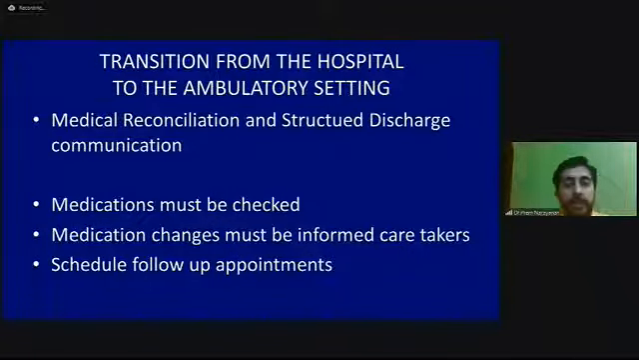For the transition from the hospital to the ambulatory setting, medication reconciliation and structured discharge communication should be there. Medications and insulin dosage must be checked. Medication changes must be informed to the caretakers who are taking care of the patient. What changes are there? New medication, some medication removed. Definitely it should be conveyed properly. Scheduled follow-up appointments are also necessary to prevent readmission for hyperglycemia.